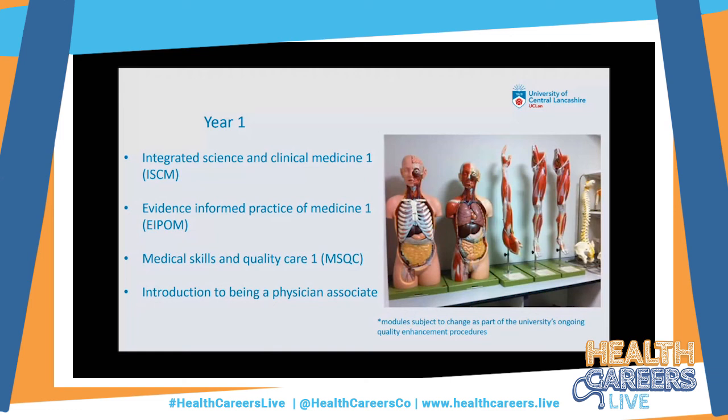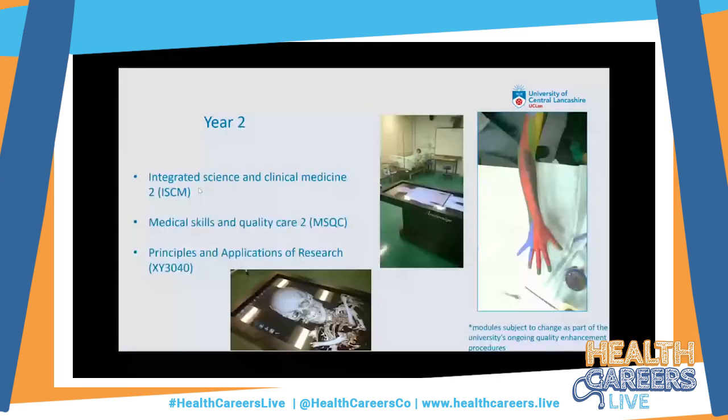In year 2, you do Integrated Science and Clinical Medicine 2 and Medical Skills and Quality Care 2. You notice that the module names are the same because we employ what's known as a spiral curriculum through the degree. So you revisit similar content as you move through the degree, but you look at it in more complexity and more detail. The variation from medical students is this module called Principles and Applications of Research.